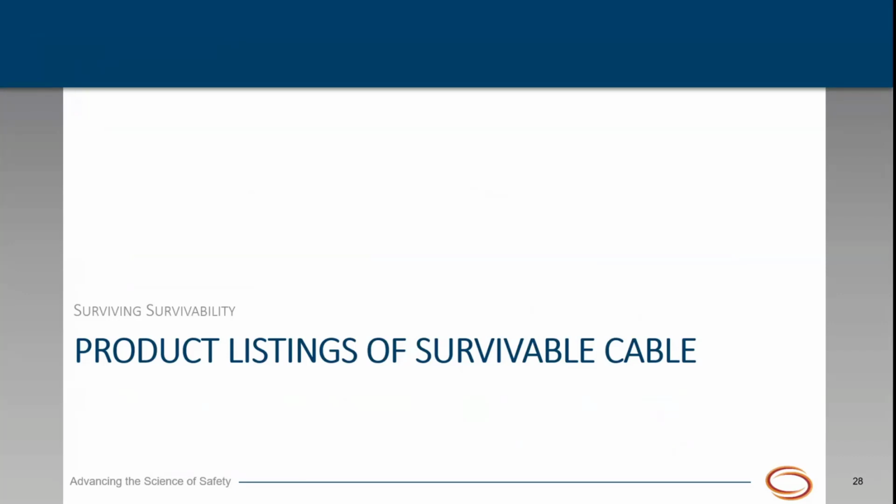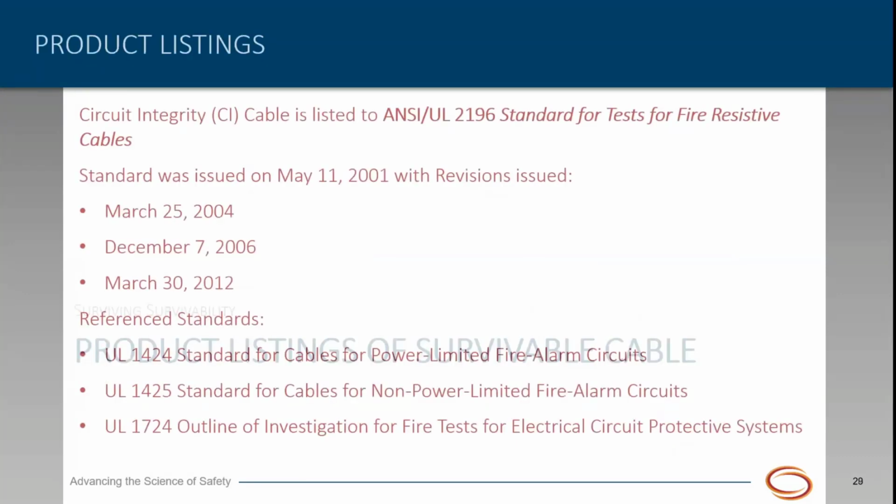Let's talk about product listings for a moment and what effect product listings have on survivable cable. The product listing for CI cable is UL 2196. It's specific to fire resistive cables, and it's used for not just fire alarm, but all kinds of cables that might need fire resistance. But we're going to apply it specifically for fire alarm circuits. And it should be noted that this is different than the normal standards, UL 1424, for example, for the listing of cables for other types of fire alarm circuits. So it stands on its own.